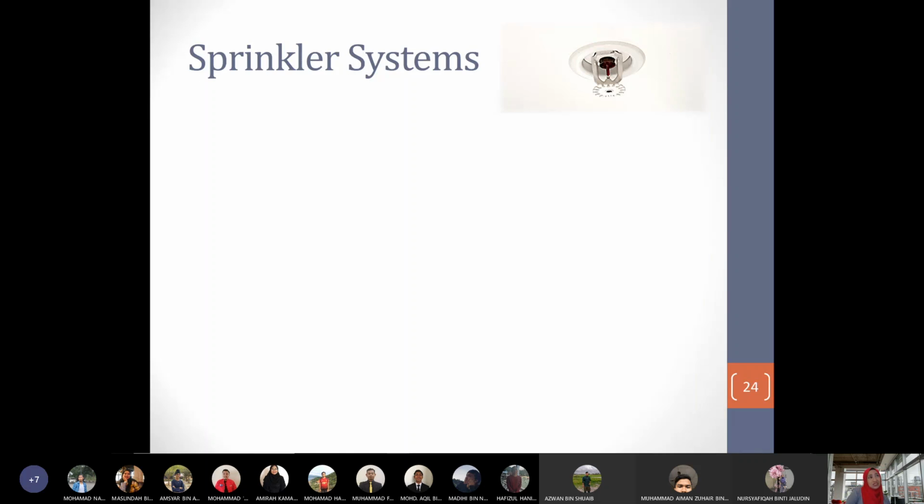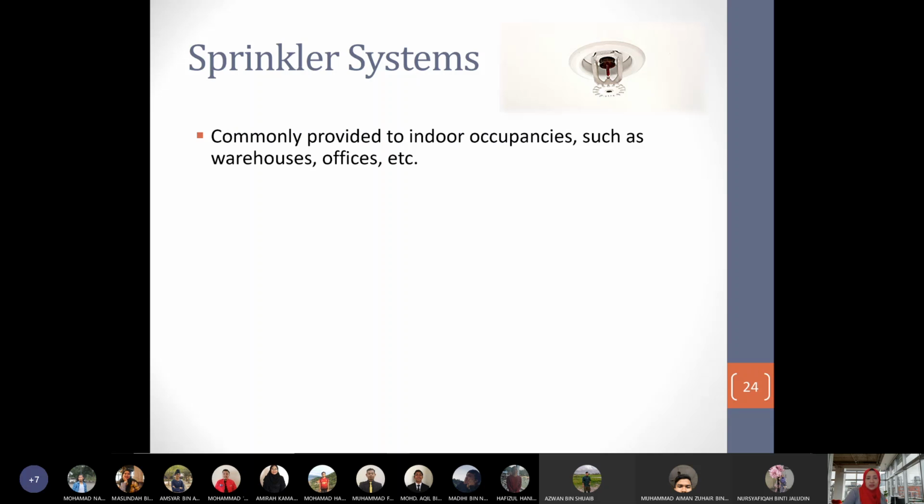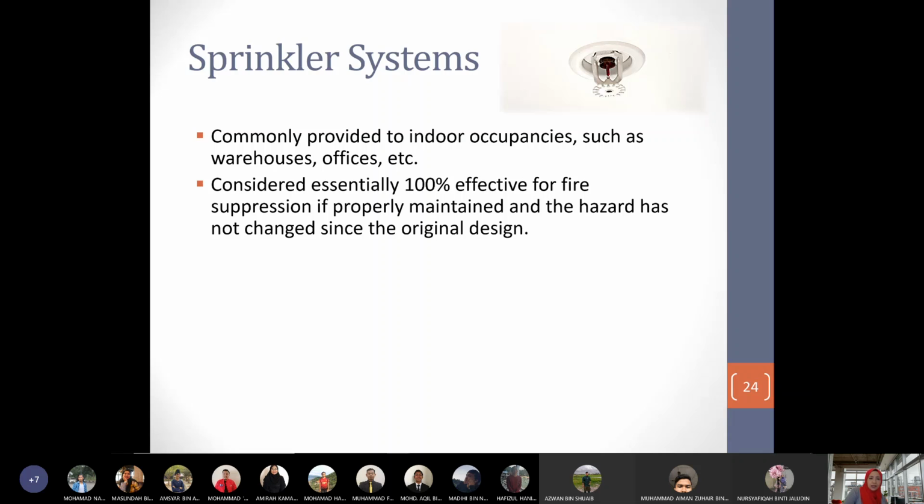Okay, so that was fire extinguishers. Another type of fire suppression which can be installed in homes is sprinkler systems. Sprinkler systems are commonly provided in indoor occupancies, such as warehouses, offices, shopping malls, and even houses and apartments. It is considered essentially 100% effective for fire suppression if it is properly maintained and the hazard has not changed since the original design. So you have to make sure that the sprinkler system is not covered in cobweb, for example, so that it can detect the heat or the smoke.